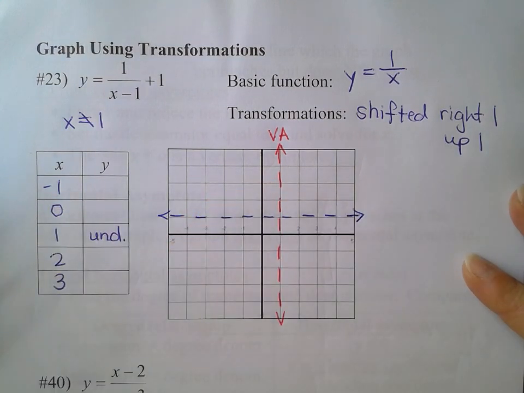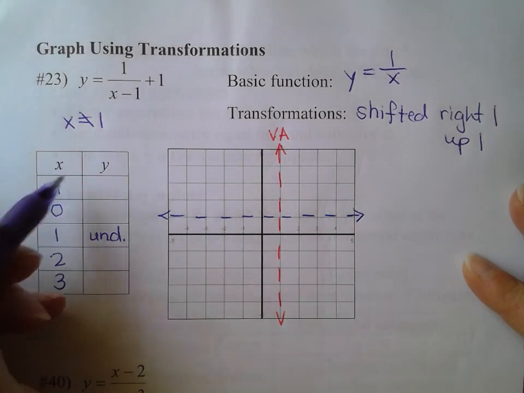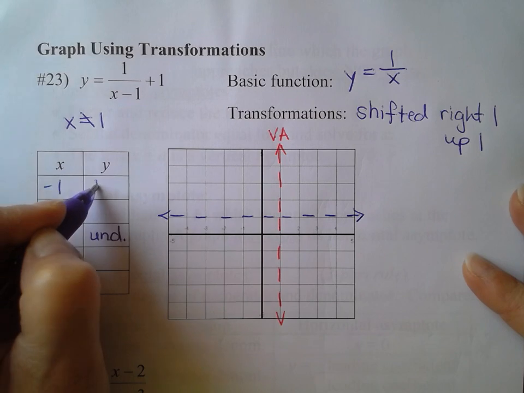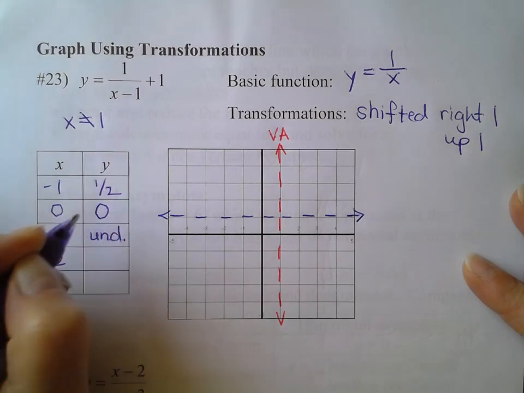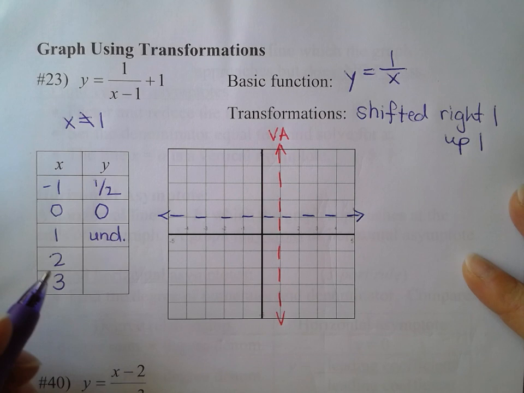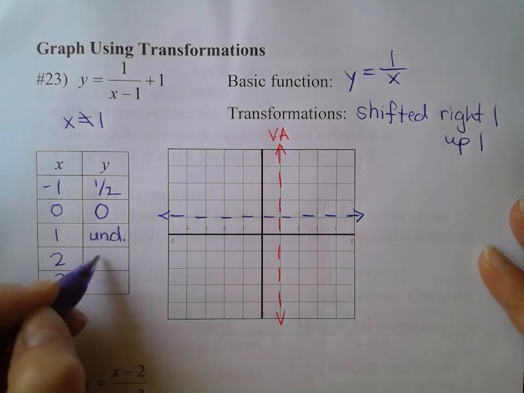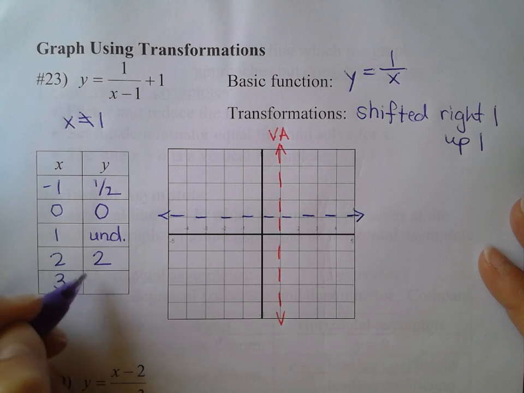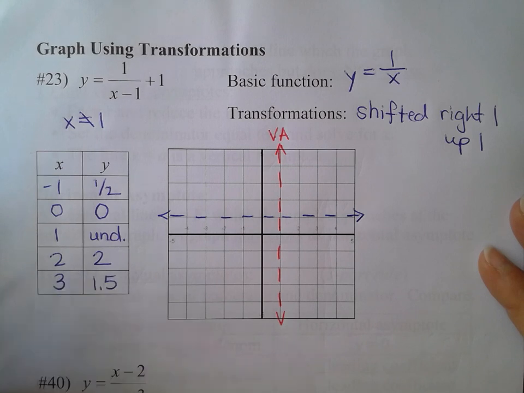If I plug in some numbers, so if I plug in -1, I'm going to have -1/2 plus 1, so 1/2. If I plug in 0, I'm going to have -1 plus 1, which gives me 0. If I plug in 2, I'm going to have 1 plus 1, which gives me 2. If I plug in 3, I'm going to have 1/2 plus 1, which is 1.5, or I guess I'm going to mix formats and do 1.5. However you like to represent that, 3/2 would be good too.